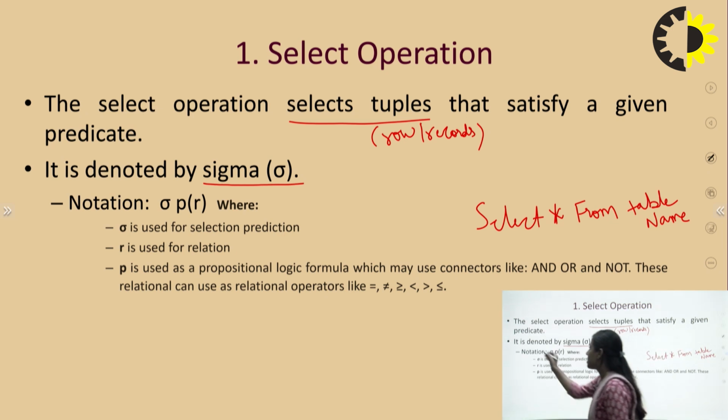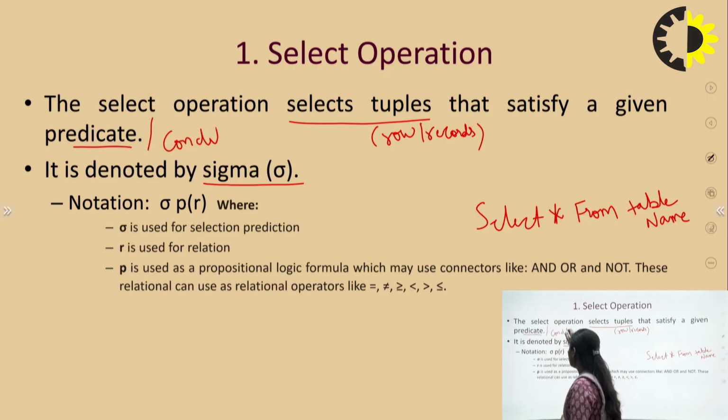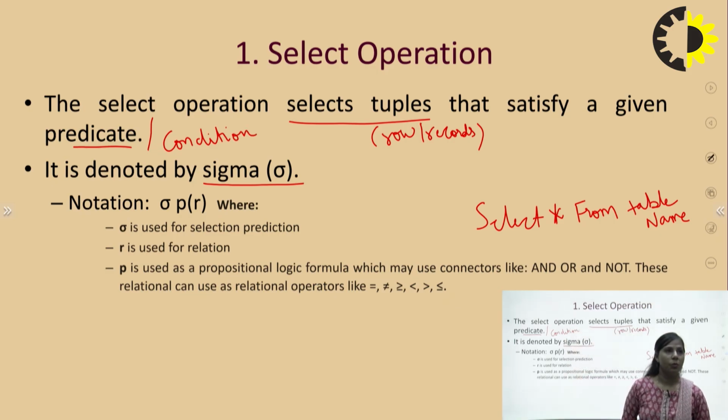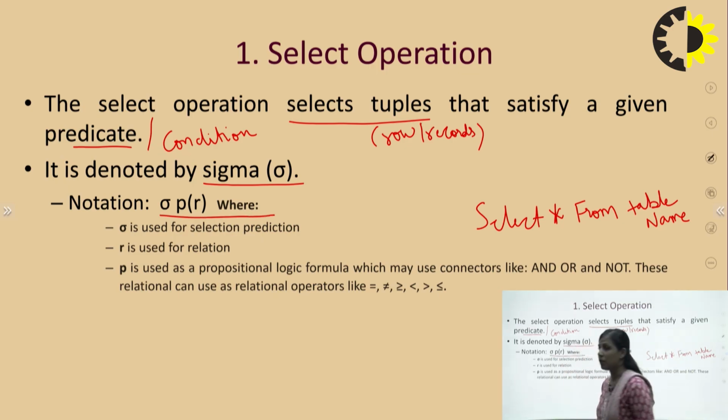Predicate is defined as the condition. These are the various terminologies we use in DBMS, which we have already discussed, like tuple, domain, predicate. Talking about the notation of the select operation, this is how we denote it. We have the sigma symbol which selects the particular tuples, and we have a predicate from the R table. So sigma is used for the selection part.